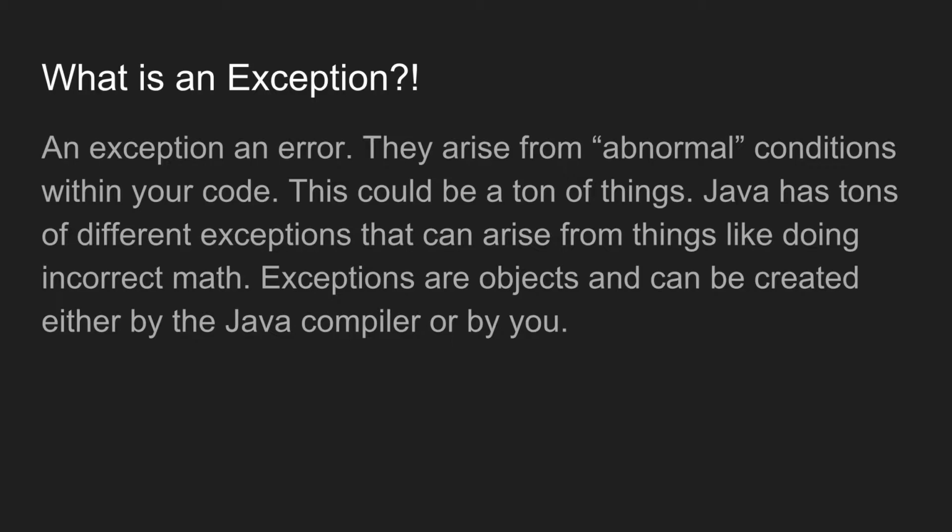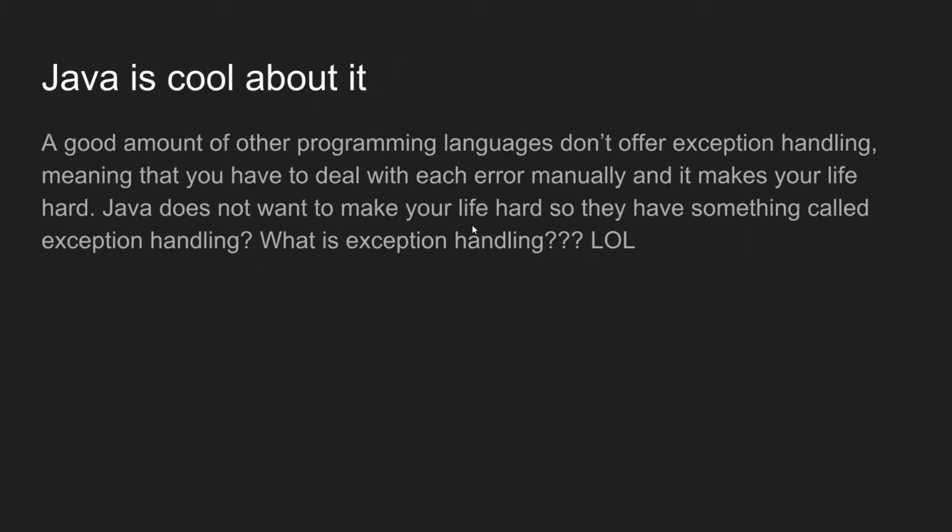So exceptions are actually objects in Java, and they're created either by the Java compiler or by you manually. We'll be exploring that more later. Java's really cool because other languages don't really offer any support for handling exceptions, so you have to deal with the errors manually and fix each one. So yeah, it's just really hard with other languages. Not every language, but yeah. But Java does not want to make your life hard. They want to help you out, so they provide something called exception handling.